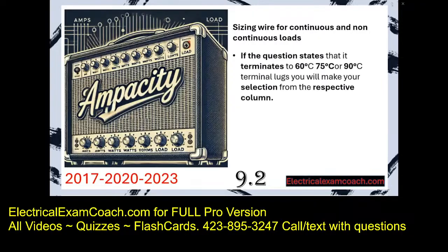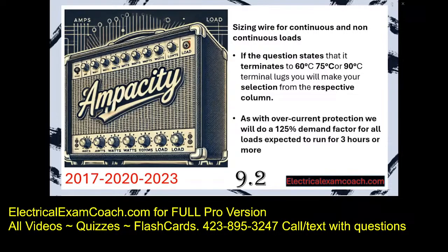In this lesson, we're going to be sizing wire for continuous and non-continuous loads. Let's recap on the basics before we get started. If the question states that it terminates to 60, 75, or 90 degrees C terminals, we're going to make our selection from that respective column under normal circumstances. And the second one is, as with overcurrent protection, like we learned before, we're going to do 125% demand factor for all loads that are expected to run for 3 or more hours.